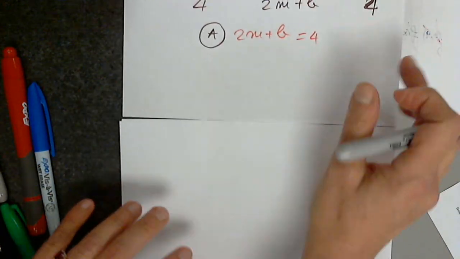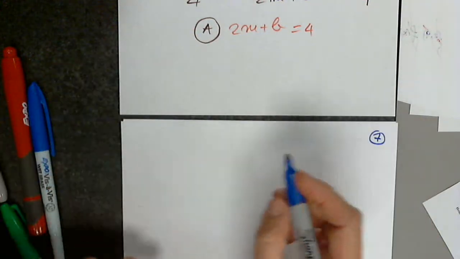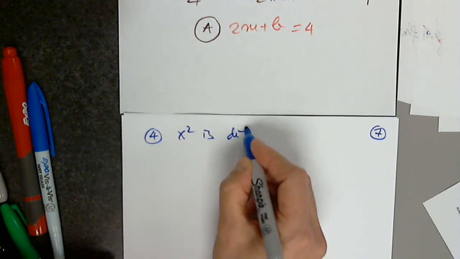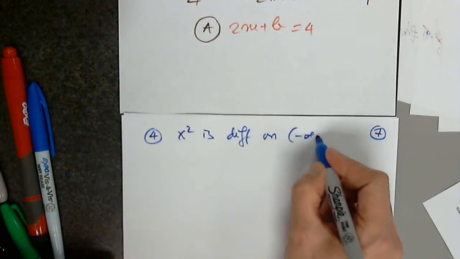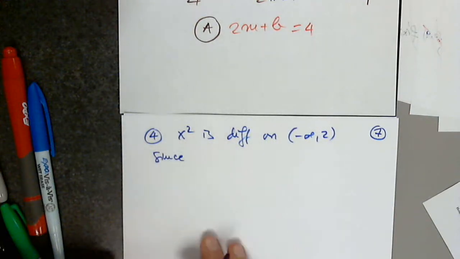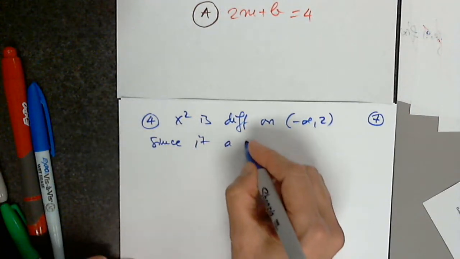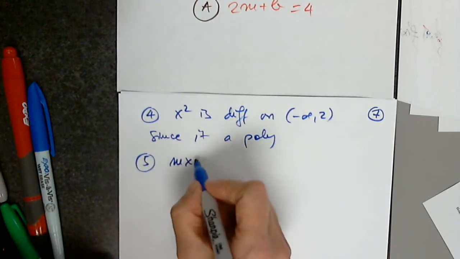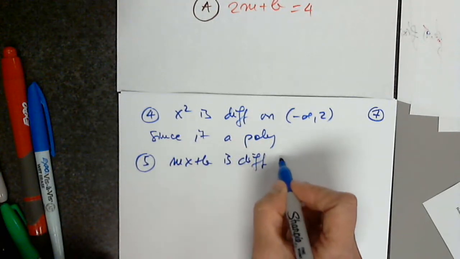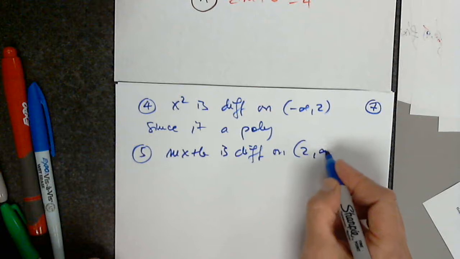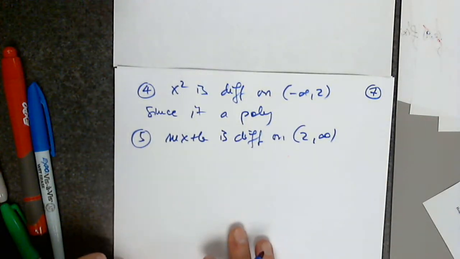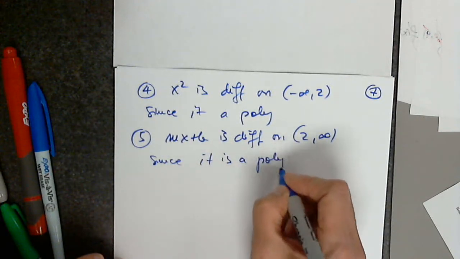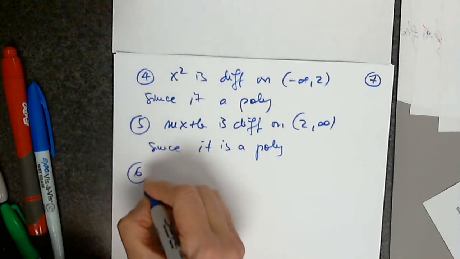Now I want to make it differentiable. So I'm going to write again. This is item number 4. X squared is differentiable on negative infinity to 2 since it is a polynomial. Number 5. Mx plus b is differentiable on 2 to infinity, for the same reason. It is a polynomial function, linear. 6.